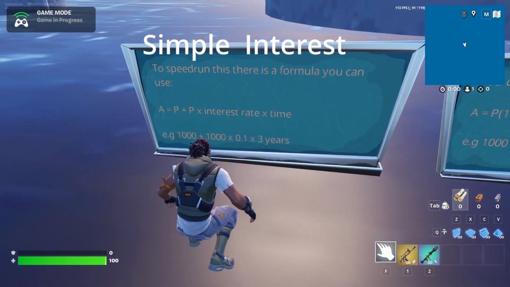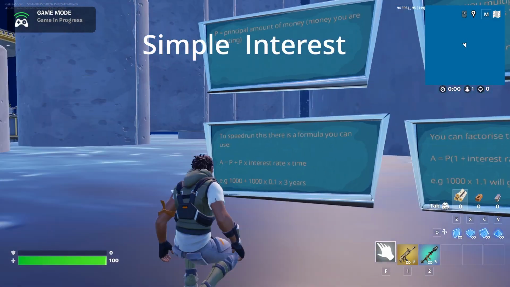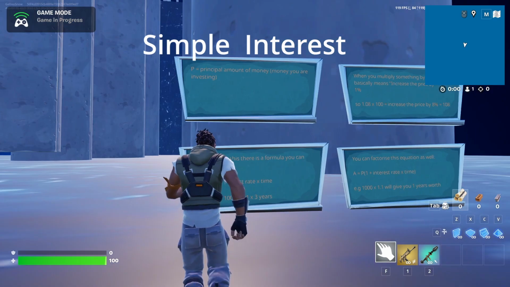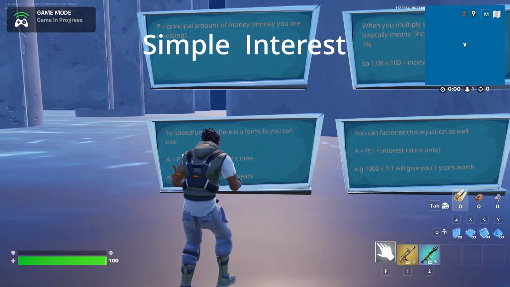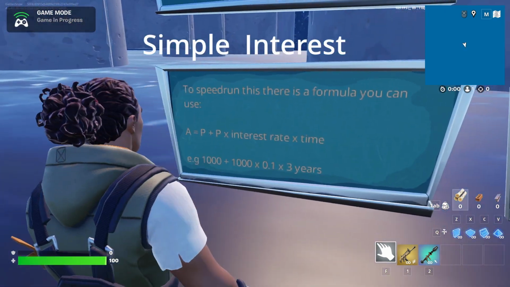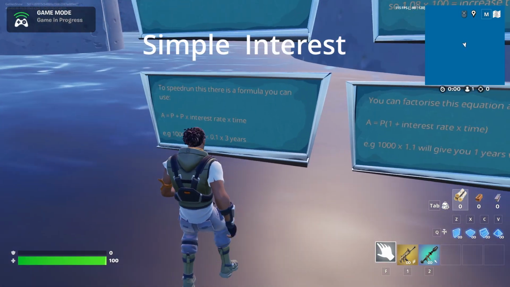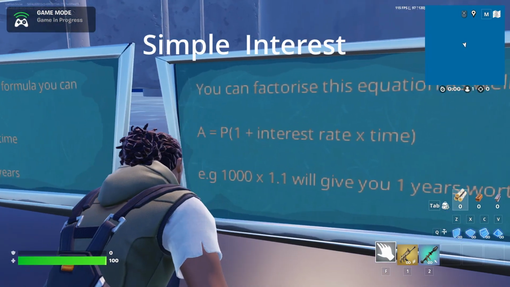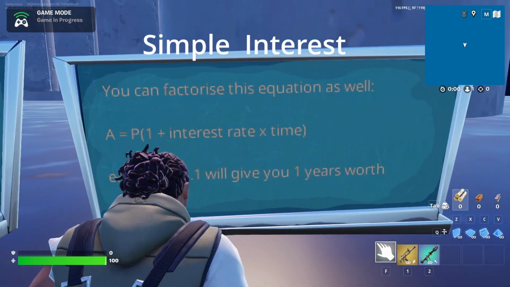And the interest rate is in decimal, by the way, okay? And this will give us £1,300, which is the same, and that's the correct answer. But actually, in the formula, we can speed run this even faster when we're typing in the calculator, and we can just do P times 1 plus interest rate times time.